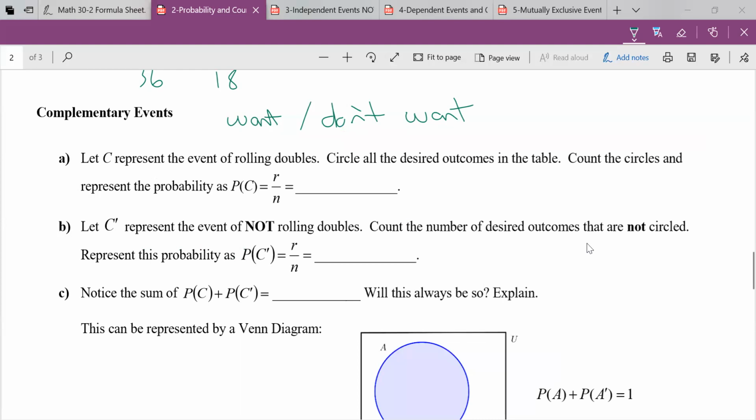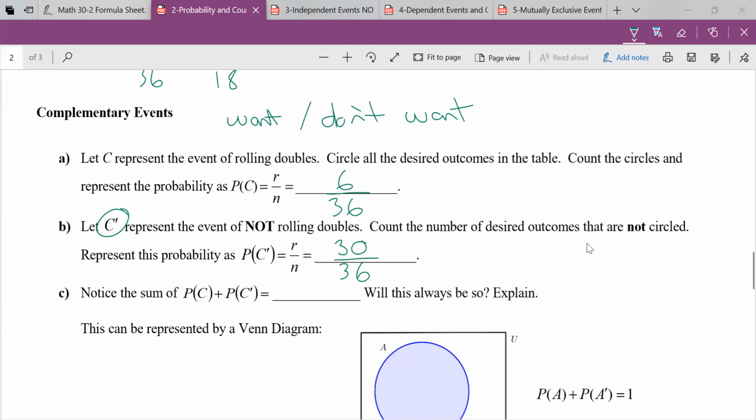So A, let C represent the event of rolling doubles. I know there are only 6 types of doubles, right? So it's going to be 6 over 36, and I'm not going to simplify that, for a reason here. B, let C prime, which is our symbol for complement in 30-2, represent the event of not rolling doubles. If there are 6 ways to get doubles, that means there are 30 ways to not get doubles: 30 over 36.